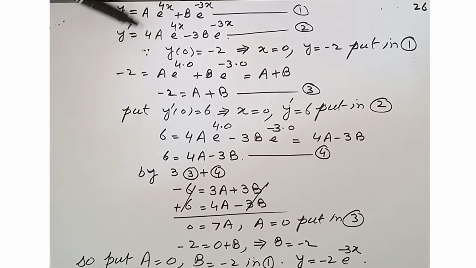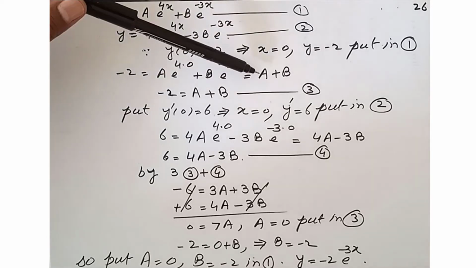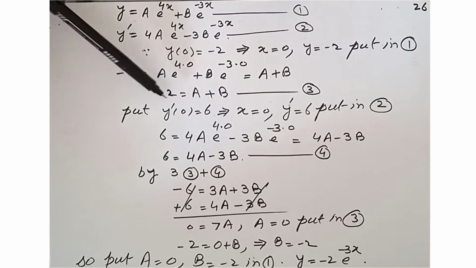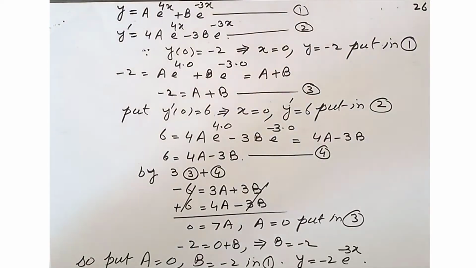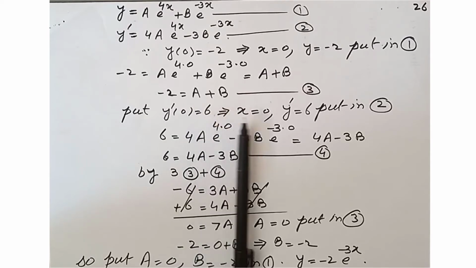Here minus 2, and here this becomes a e to the 4 into 0 plus b into e to the minus 3 into 0. So this is e to the 0 and this is 1. This is again e to the 0 and this is 1. We have a plus b equal to minus 2. Minus 2 equal to a plus b. This is equation number 3. Now we put the other condition y dash 0 equal to 6. So in this case x equal to 0 and y dash equal to 6.